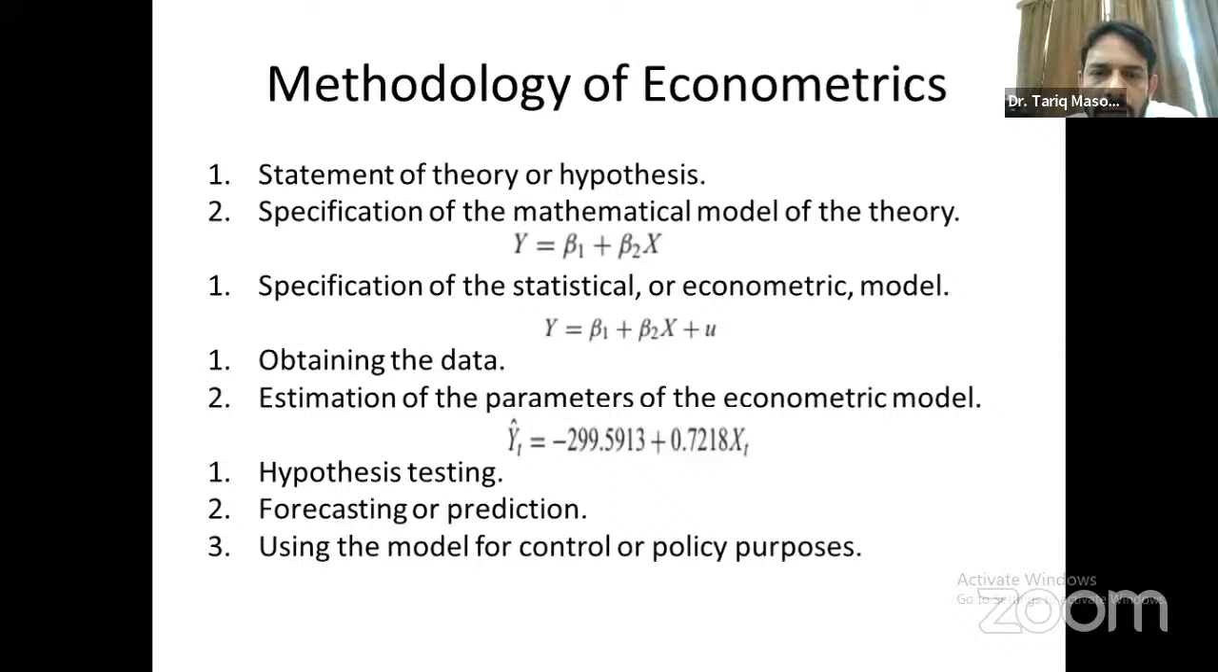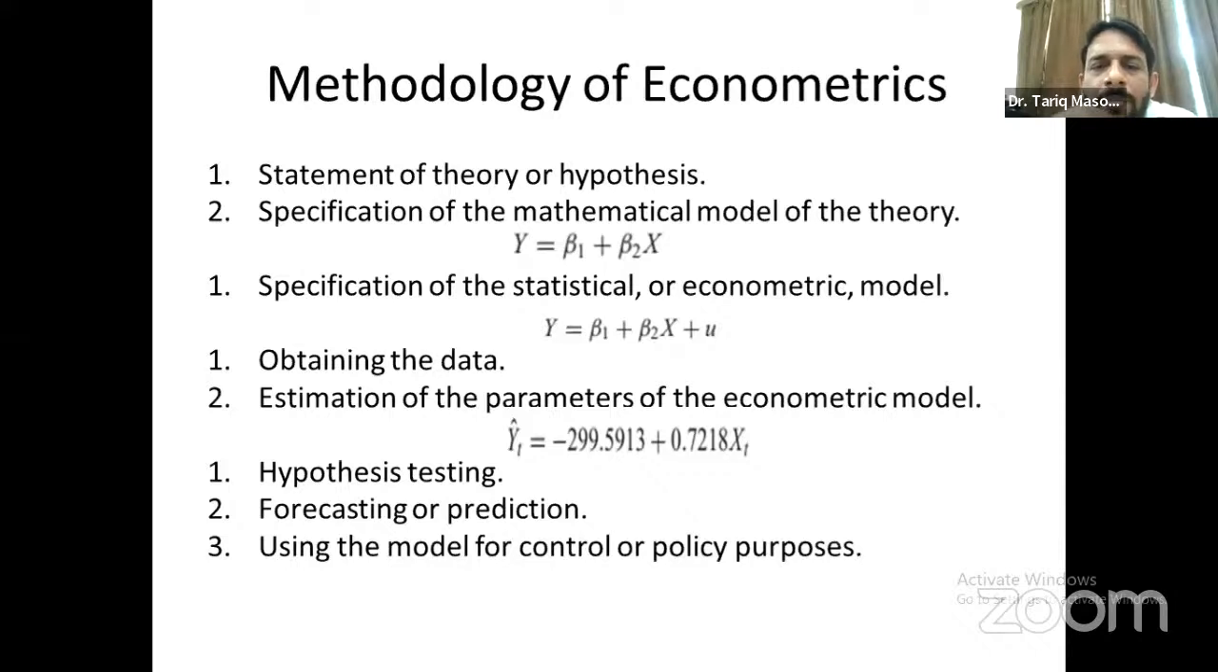econometric model. Okay, now econometric model is different from mathematical. This equation is the econometric representation of the mathematical model, where we have added u at the end. Y is equal to beta 1 plus beta 2 x plus u. Now addition of u makes it an econometric model. Now the issue is, what is u?